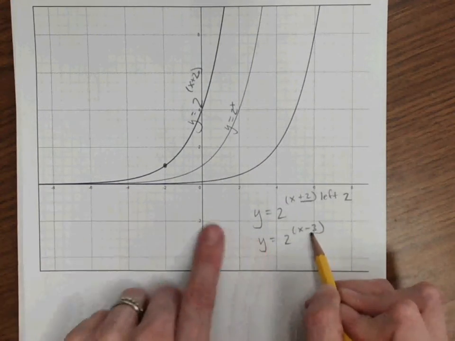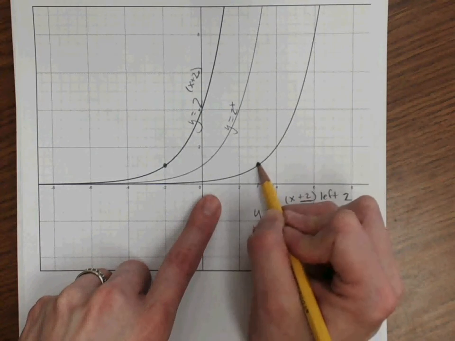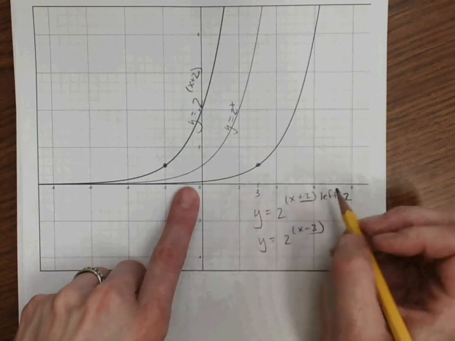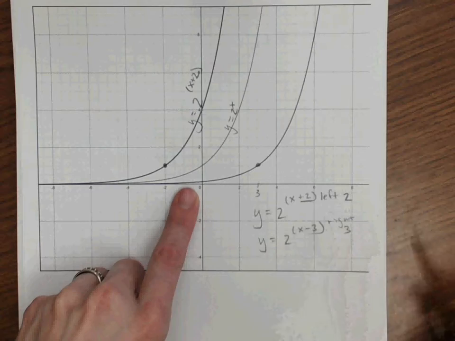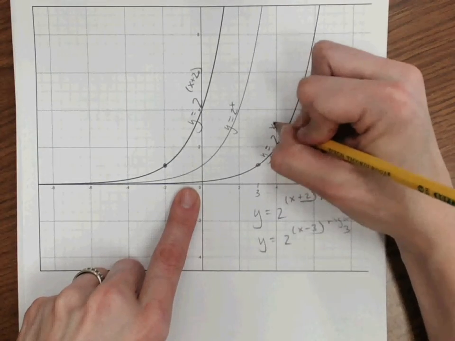This one, if I look to see where it is equal to 1 here, it has just shifted over 3 units. So this one goes right 3. Remember, it's the opposite direction of what you've been given. So this is y equals 2 to the x minus 3.